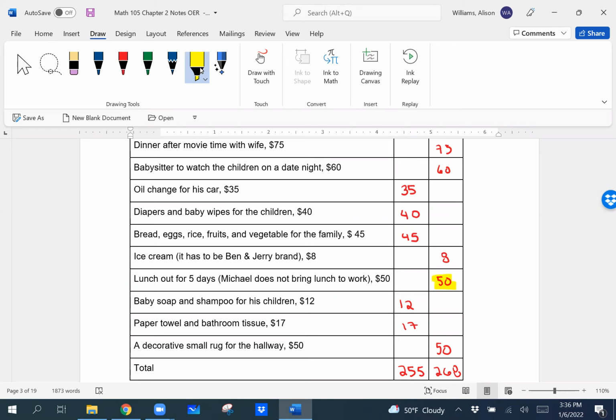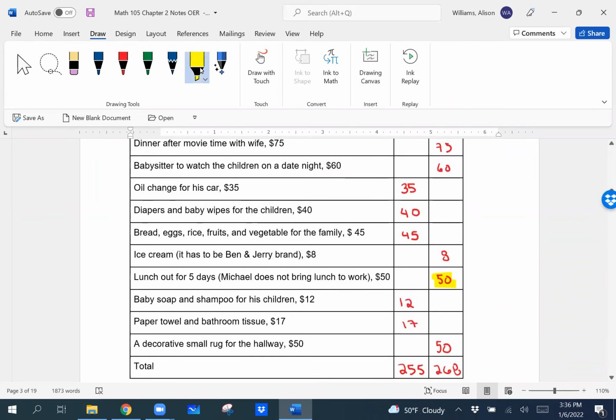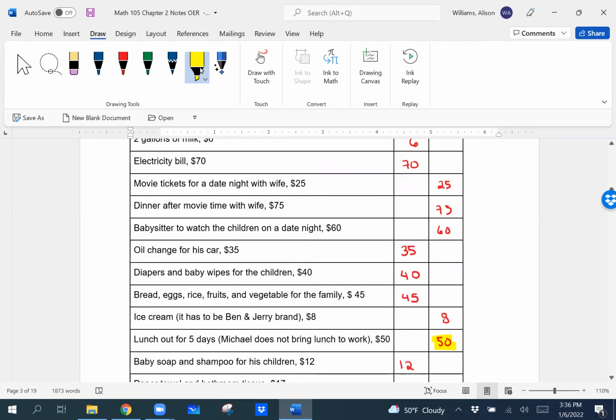Or maybe I would argue that the decorative rug would be something that's probably not necessary. Or perhaps movie night would be nice, but not with the dinner. So that would probably change the babysitter amount. Okay, but maybe not this week. Maybe next week they could do it.